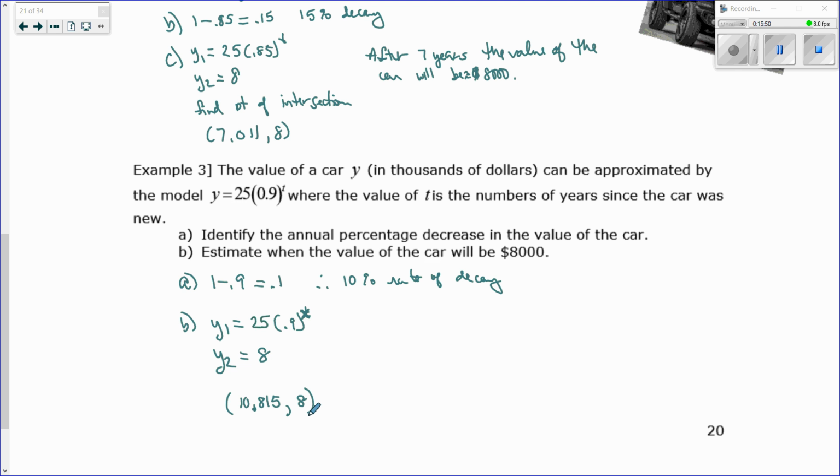So after 11 years, the car will be worth $8,000. We can't say 10 years because at the start of 10 years, it doesn't happen. It's after the 10th year starts. So you want to round up no matter what. Even if it was 10.01, you'd still want to round up. Well, the one up above was 7 years, so I guess this one's closer to 11. It should be during the 10th year that it happens.